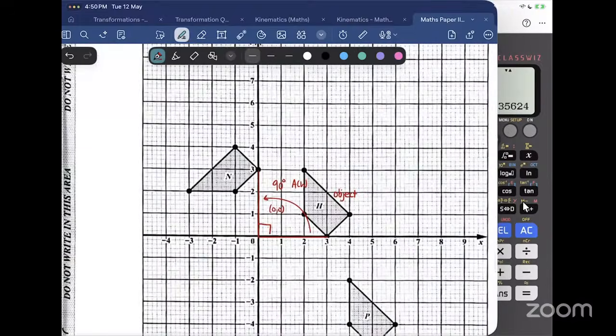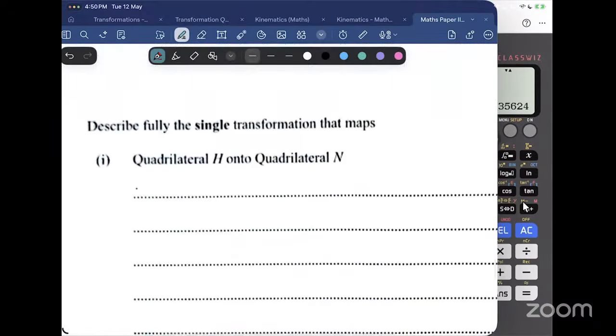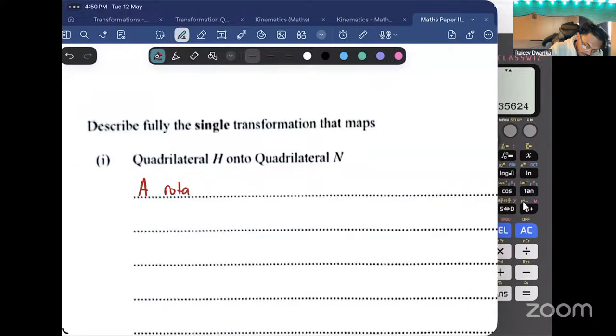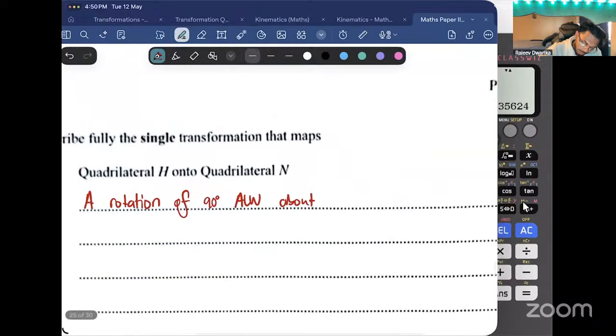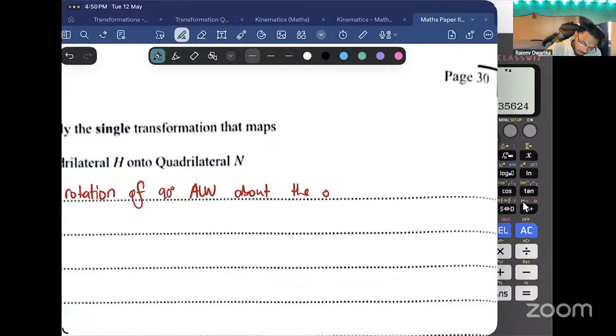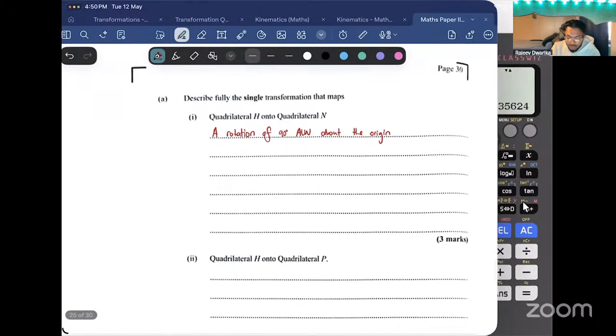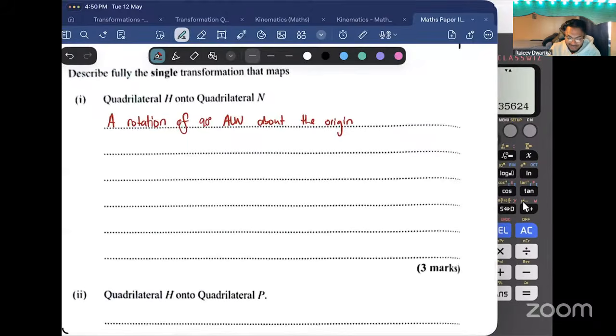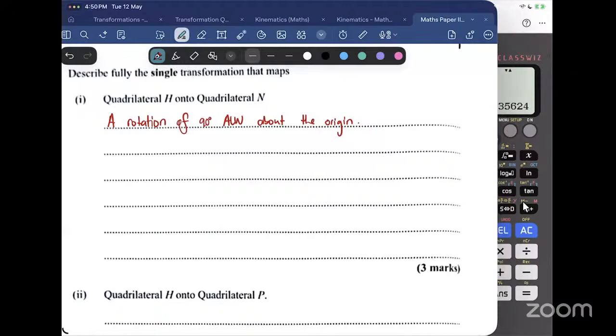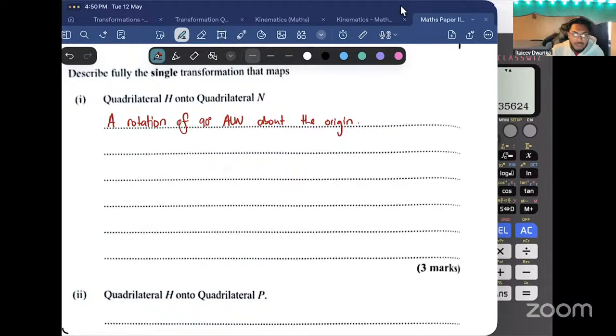Do you all get through with this? Good. So a rotation of 90 degrees anti-clockwise about the origin. Part 2 now. That was easy, right? Easy 3 marks. You had to get those marks.